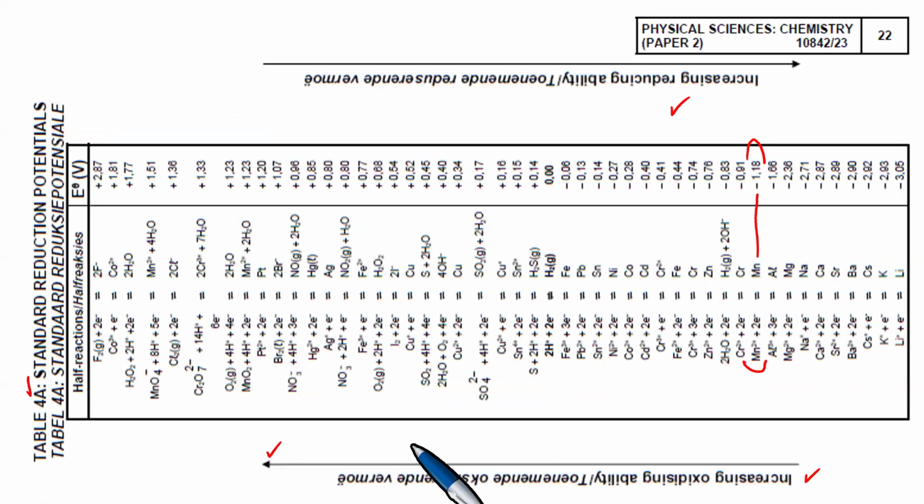Where do we have minus 0.13 here? These are positive, positive, positive, so you don't check at the top here. Then you have the middle of the table, which is the hydrogen, 0 volts, and minus 0.13. There it is. It is lead, Pb. Minus 0.13 is lead, which is Pb.